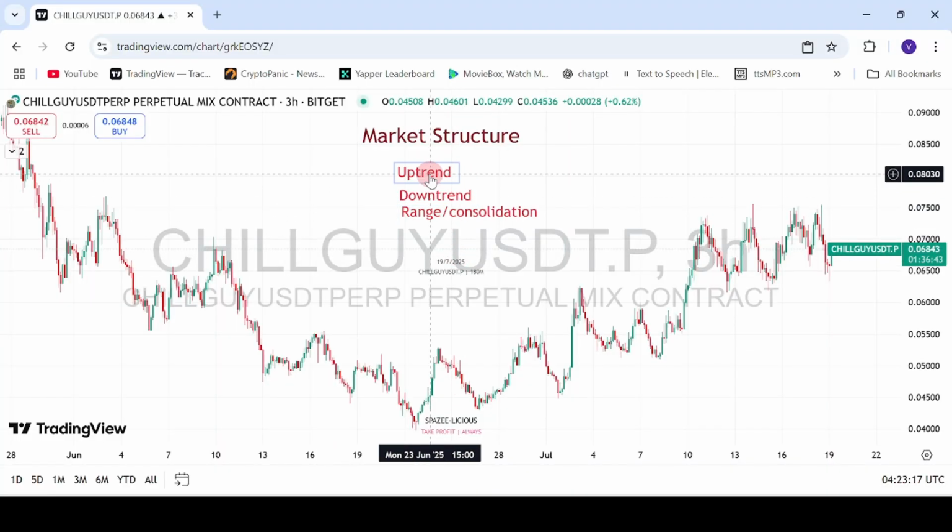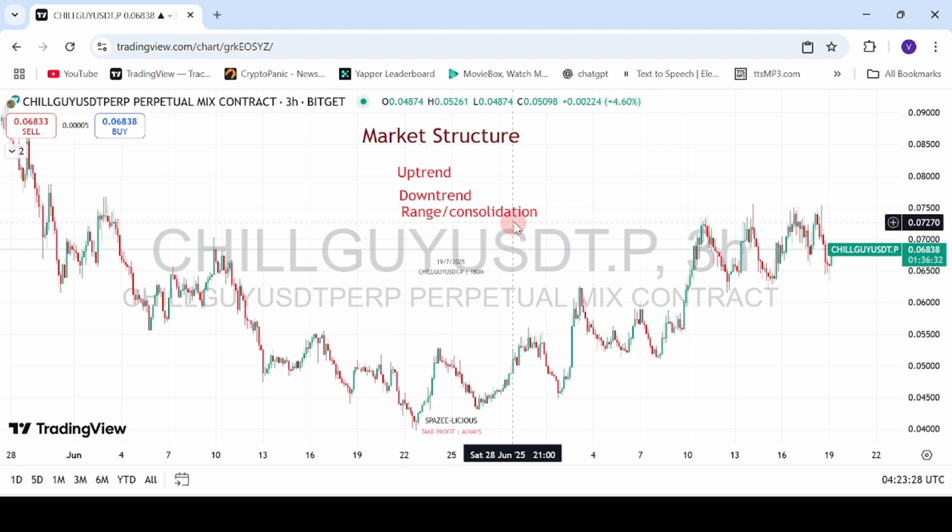All right, today I'll be sharing with you guys what I've been learning so far, which is market structure. We have the uptrend, downtrend, and range. You can call it consolidation.